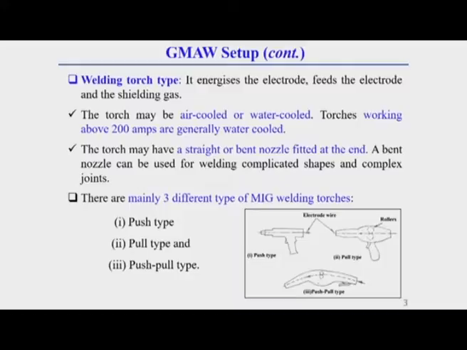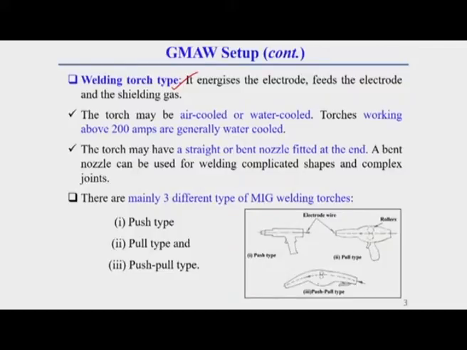What is this gun, whatever gun or torch we have seen? These torches have different types actually. This torch is the main part of this welding process, because it energizes the electrode, feeds the electrode, and also supplies shielding gas to the weld pool. That's why this torch is a very important part of this welding process. One thing you should keep in mind: this torch can be air cooled or water cooled, because there is a continuous supply of current as well as continuous generation of arc. Due to that, there is a chance of generation of heat.